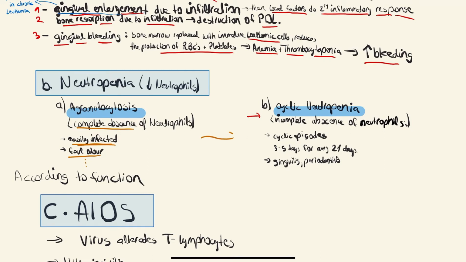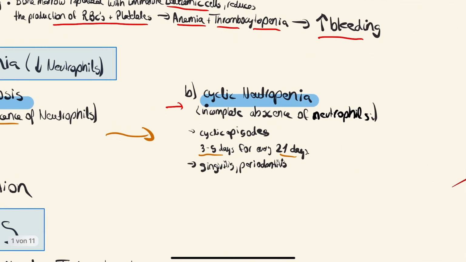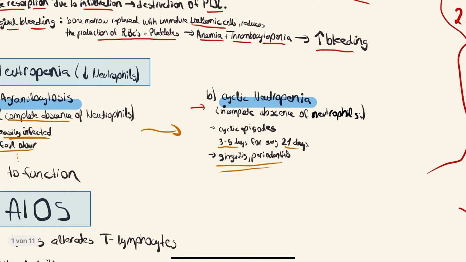The difference to cyclic neutropenia is that we have cyclic episodes. Every 21 days, we have cyclic neutropenia for 3 to 5 days. Not everyone, I said we, sorry, I mean those who are affected by cyclic neutropenia have 3 to 5 days of neutropenia every 21 days. That means we also have gingivitis and periodontitis. It is cyclic episodes. It goes and comes again.